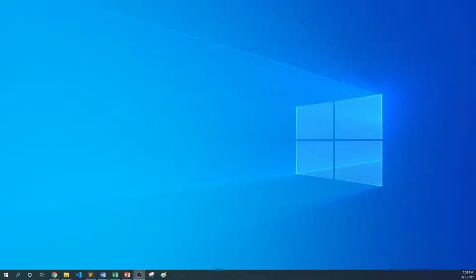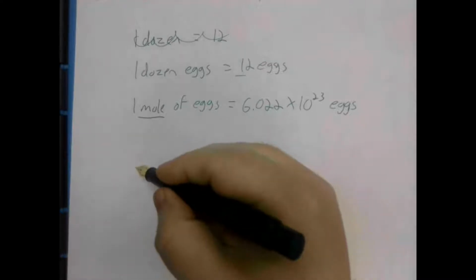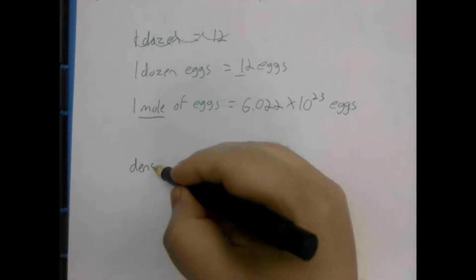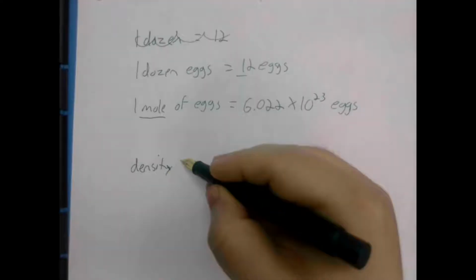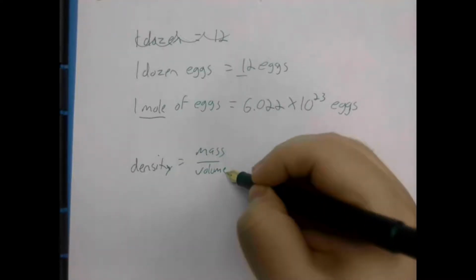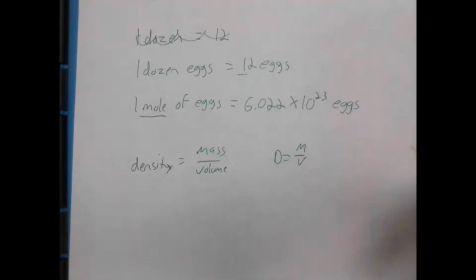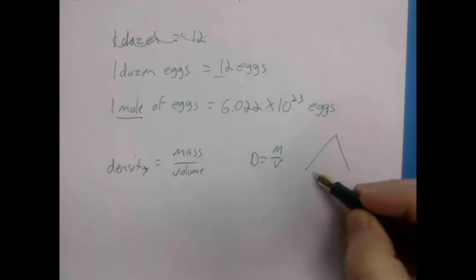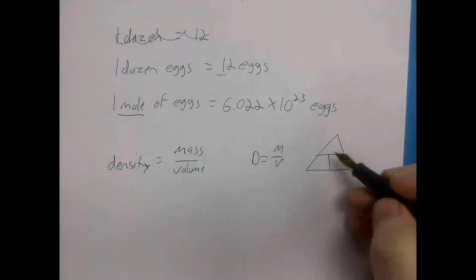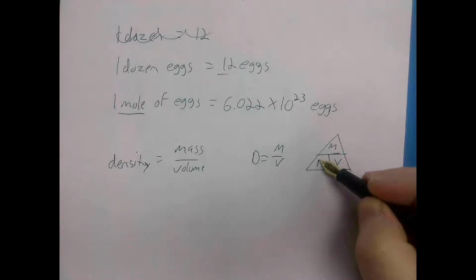Alright, I want to go over a few examples of density. So what is the equation for density? Density is equal to mass over volume. So density is equal to mass over volume. So mass over volume is equal to density.